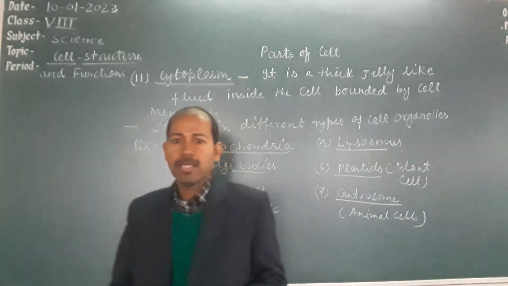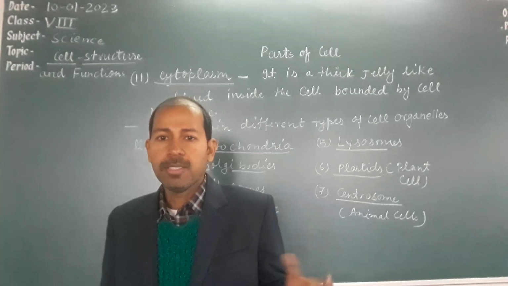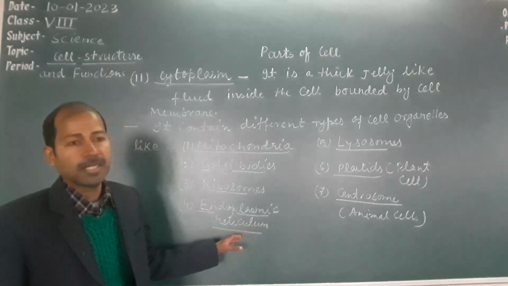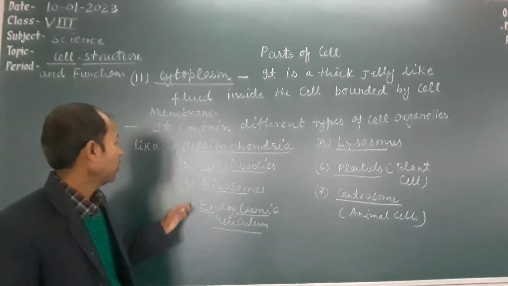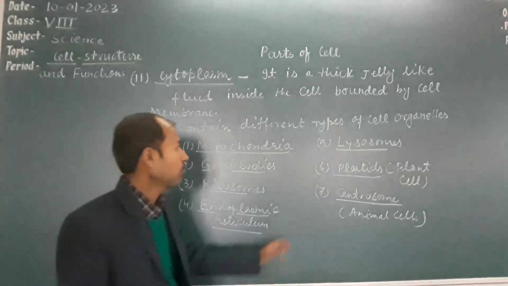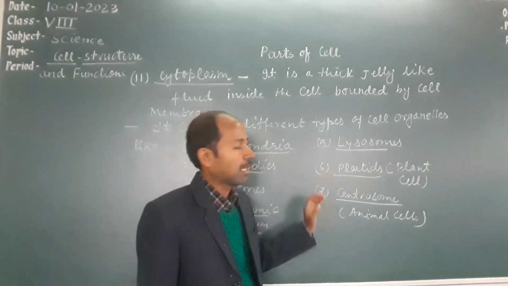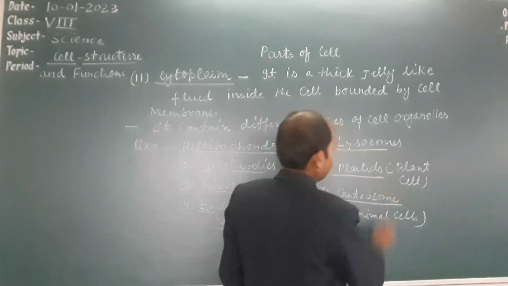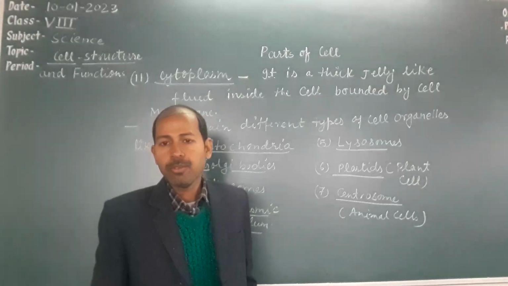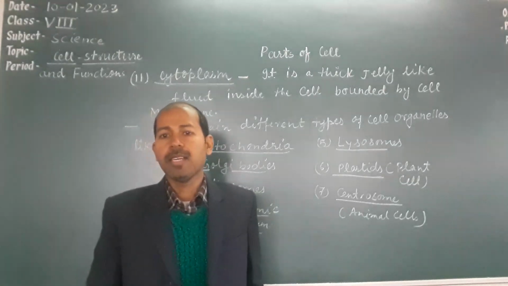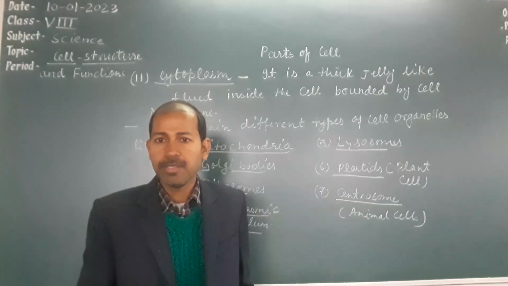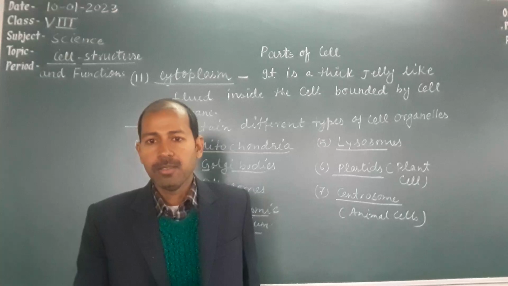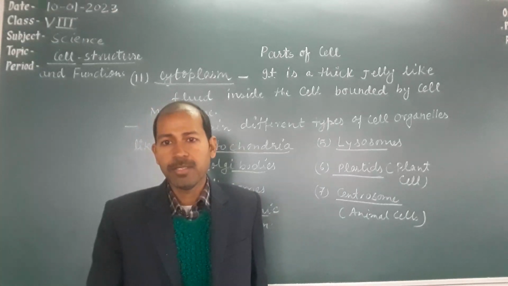So cytoplasm is the liquid part of a cell which contains different types of cell organelles, which I have discussed here, such as mitochondria, Golgi bodies, ribosomes, endoplasmic reticulum, lysosome, plastids, and centrosome. In your syllabus, you have to read about the plastids. Plastids are pigments. There are different types of plastids such as leucoplast, chloroplast, and chromoplast. So now I will discuss the plastids and their types.